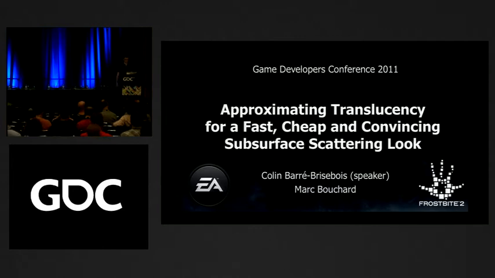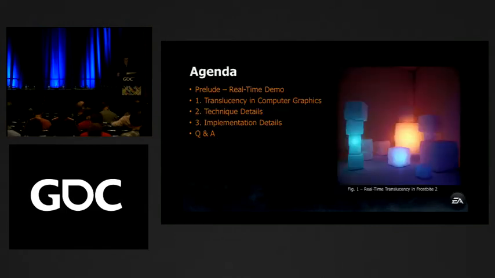And today, Marc Bouchard and I would like to present to you a rendering technique which we have in Frostbite 2, which allows us to approximate translucency, just like the title says, a fast, cheap, and convincing subsurface scattering look. Basically this technique will allow you to add convincing subsurface scattering-like translucency to your scenes at a very reasonable cost.